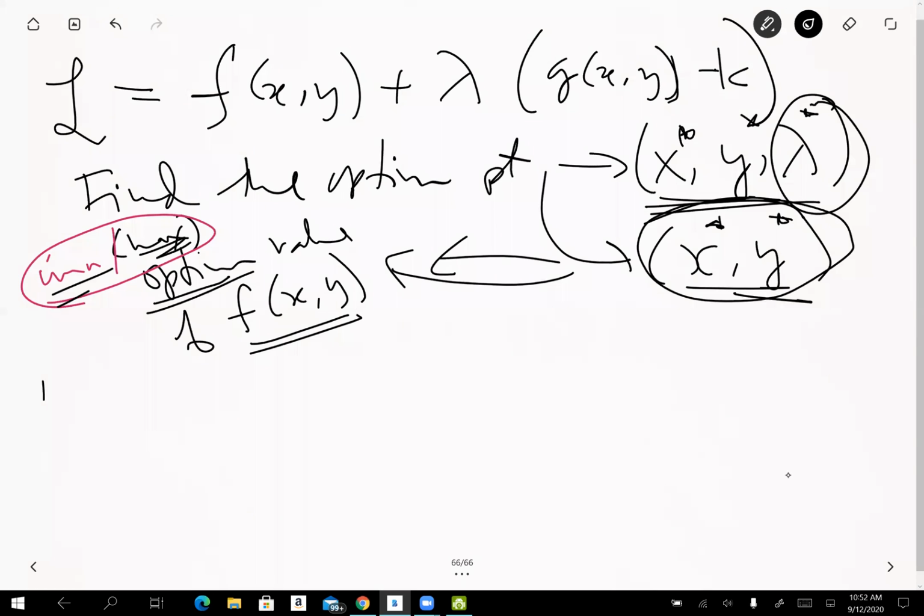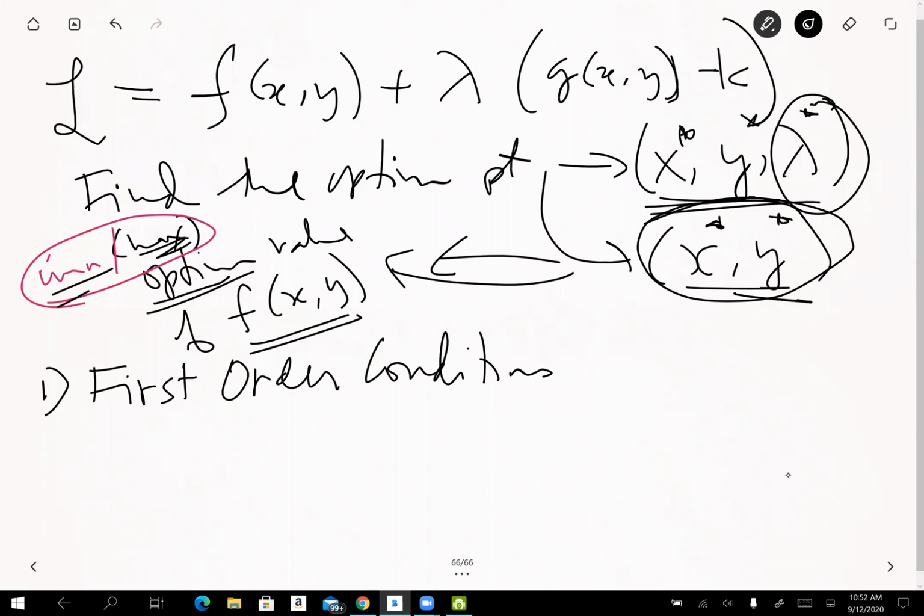Basically, first, it's like finding the critical point. So we call this the first order condition. That means the condition of the first derivative. Okay, first order conditions, we call it FOC. If you look at the internet, FOC means free of charge. But here it's first order condition, the first partial derivative. So we call it FOC.